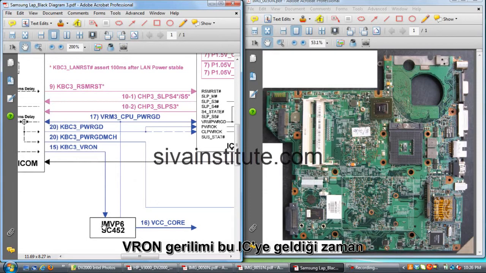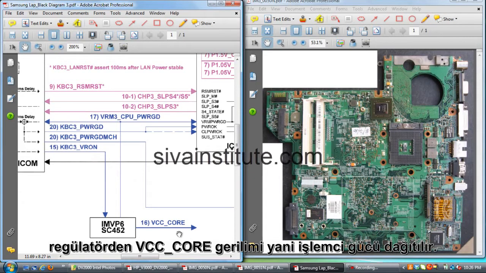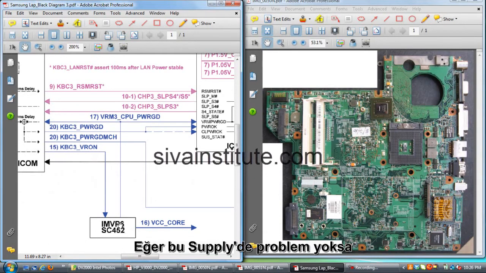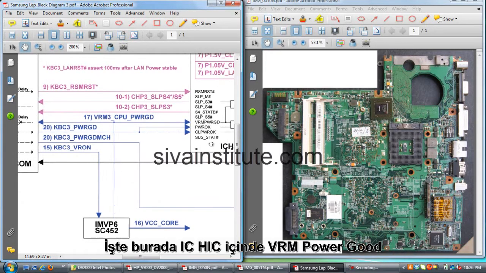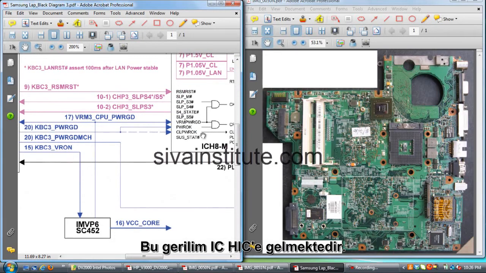When this VR on voltage comes to this IC, this regulator releases VCC core voltage, that means CPU power supply. When this supply is okay, the power good voltage goes to the ICH and IO controller. This IC, this is 16, this is 17. This voltage goes to VRM power good. See here, VRM power good. This is ICH, VRM power good. This voltage goes to this ICH.